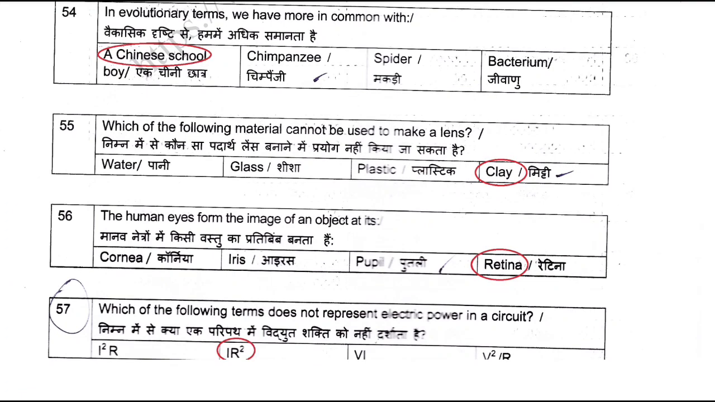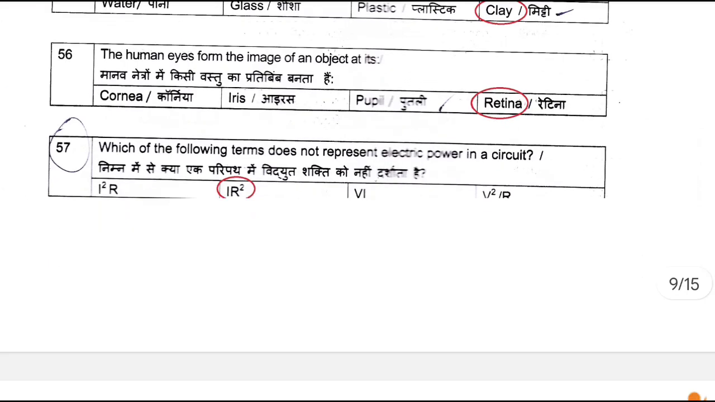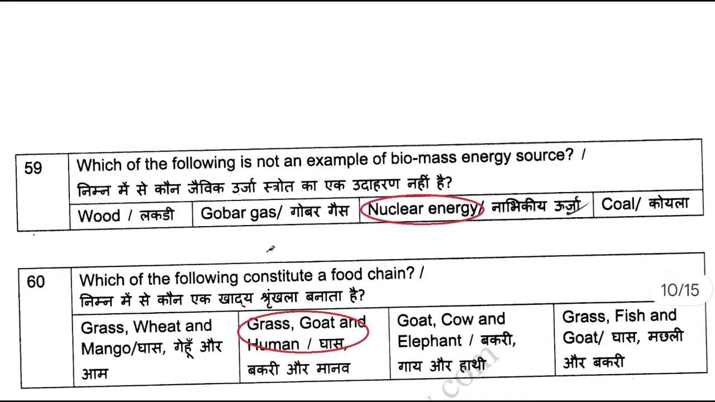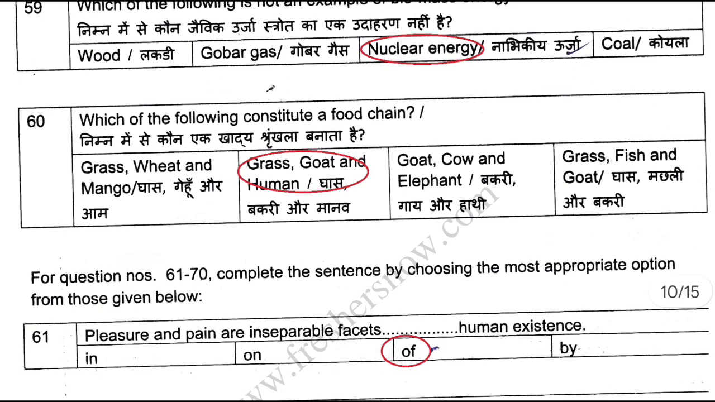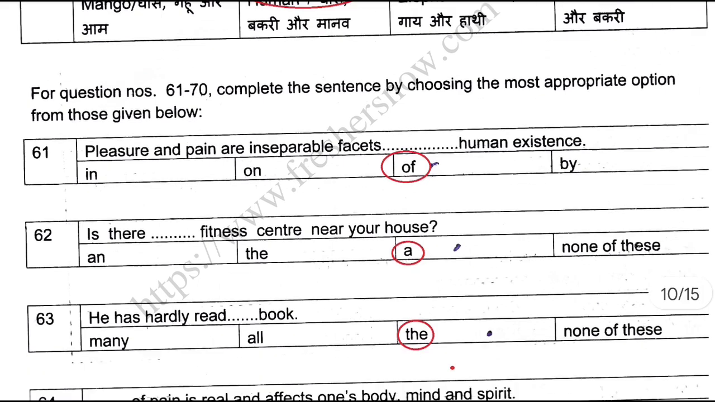Which of the following materials cannot be used to make a mirror? Clay. The human eye forms the image of an object on its retina. Which of the following terms does not represent electric power in a circuit? I R square. Which of the following is not an example of a biomass energy source? Nuclear energy. Which of the following constitutes a food chain? Grass, goat, and human.